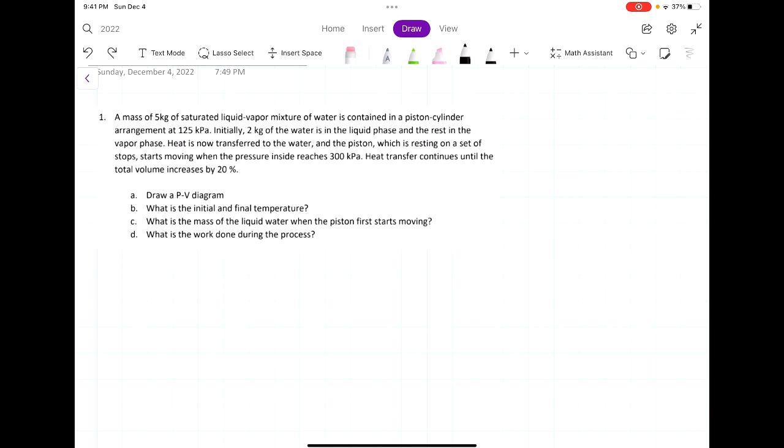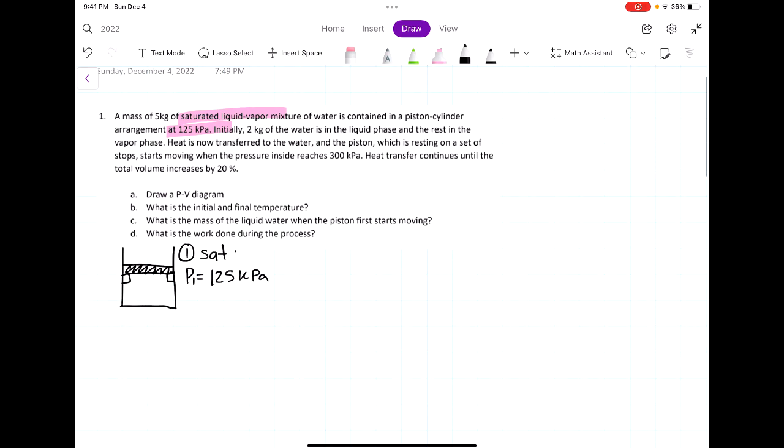Let's go ahead and draw what is going on because that's going to help us, and the different states that we have. So initially, we have a piston cylinder, and the piston is resting on a set of stops. Initially, it's at 125 kilopascals. P1 equals 125 kilopascals. What else do we know? We know that it's a saturated liquid vapor mixture at the beginning. So the phase is saturated mixture.